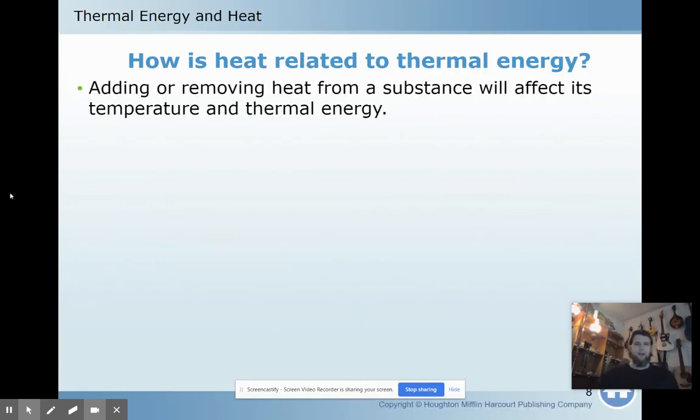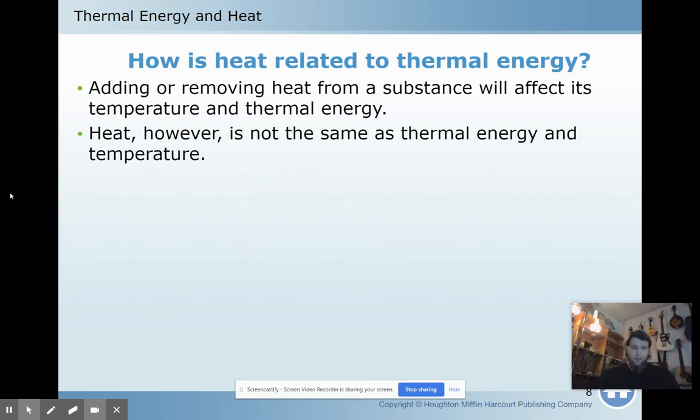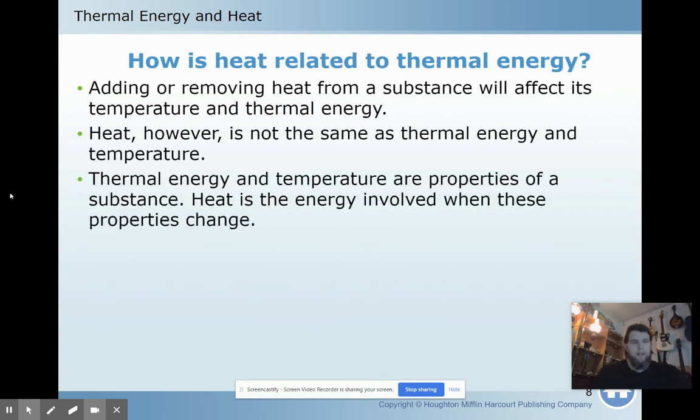So how is heat related to thermal energy? Adding or removing heat from a substance will affect its temperature and its thermal energy. Heat is not the same as thermal energy, though, nor is it the same as temperature. Thermal energy and temperature are properties of a substance, whereas heat is the energy involved with these property changes. So that'll be something you want to keep in mind when you're going through the CK12 adaptive practice work: thermal energy and temperature are properties of a substance, while heat is the energy involved with the properties changing.